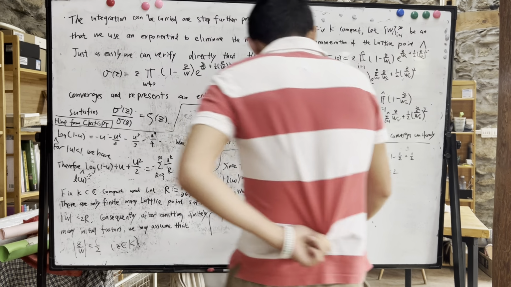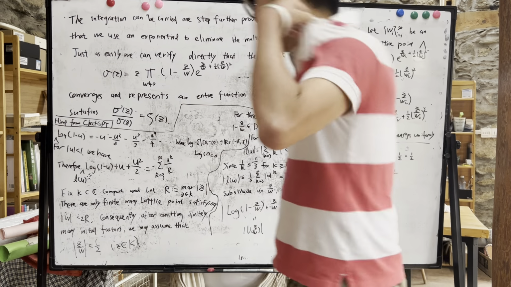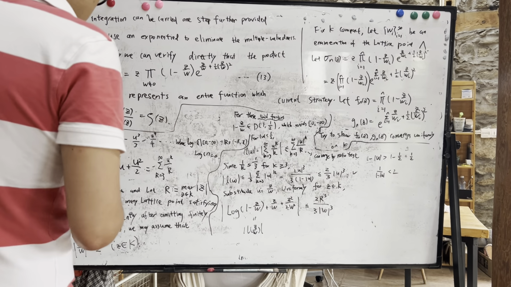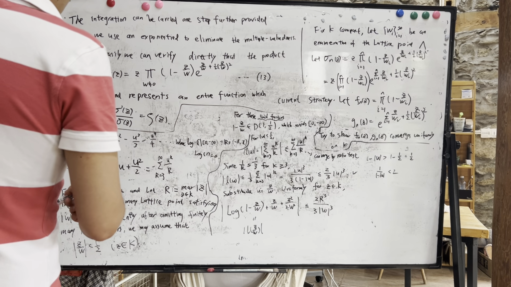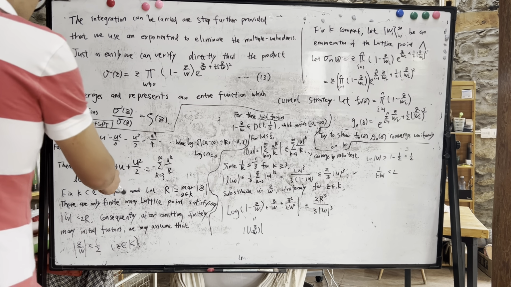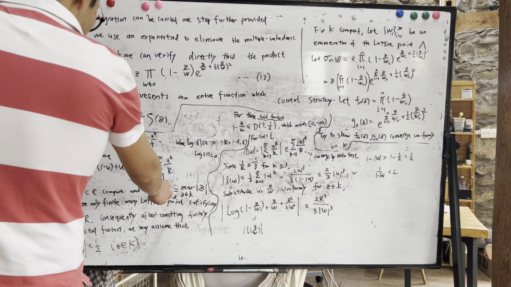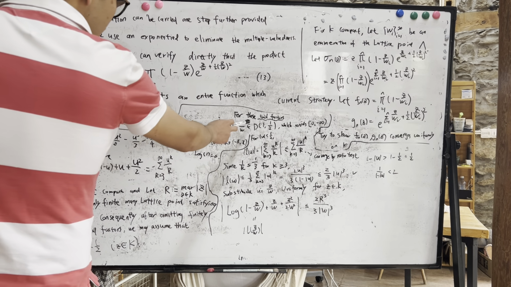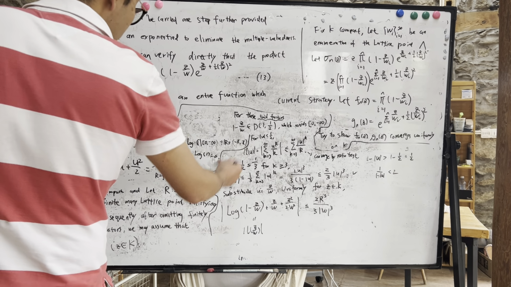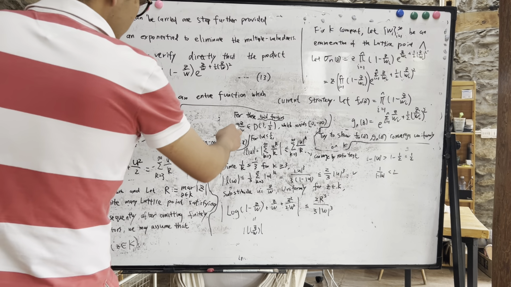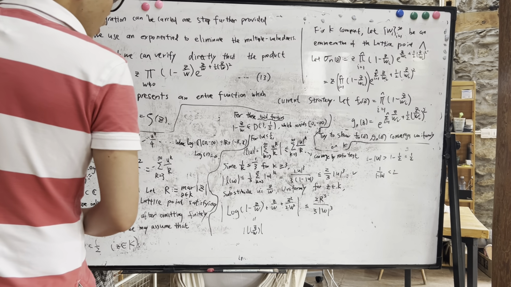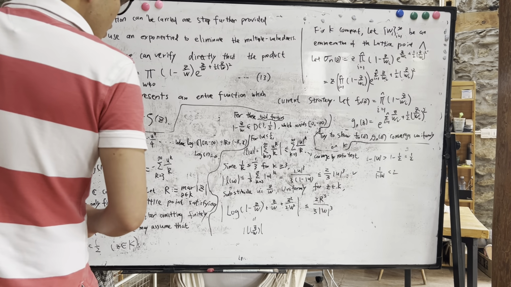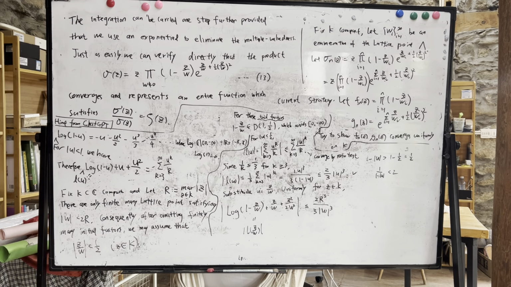So last time I think we just showed this inequality, whenever this z belongs to this chosen compact set, and then this argument holds for all the tail factors. Okay, so let me continue.